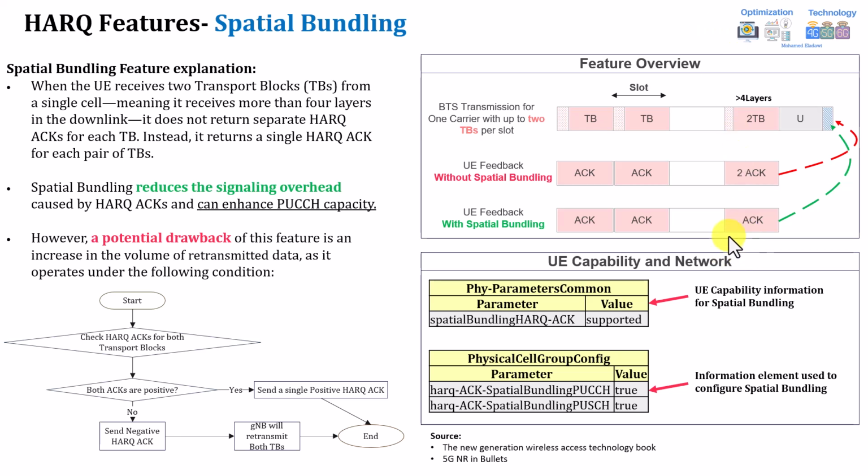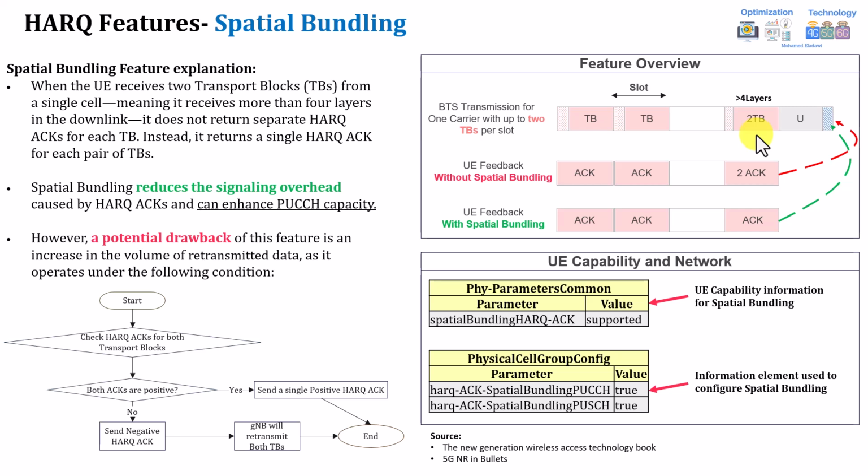I did a correction here, but let me explain. Initially, without spatial bundling or without this feature, what would be the scenario? As we explained before, you have, for example, transport block 1 transmitted here and transport block 2 here, whenever you have, for example, rank 5, 6, 7 or 8, and two transport blocks need to be transmitted. The UE feedback should be sent separately for each transport block. So you need to send two acknowledgements, one for transport block 1 and one for transport block 2. This is the normal scenario without using this feature.